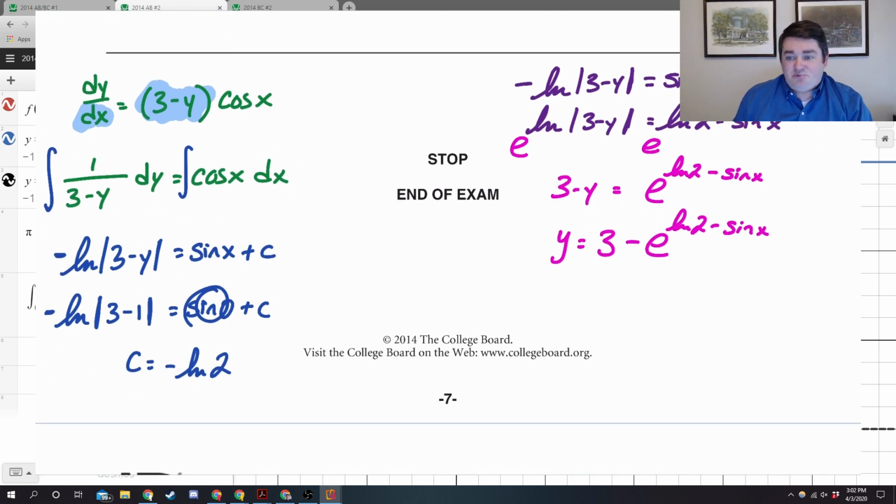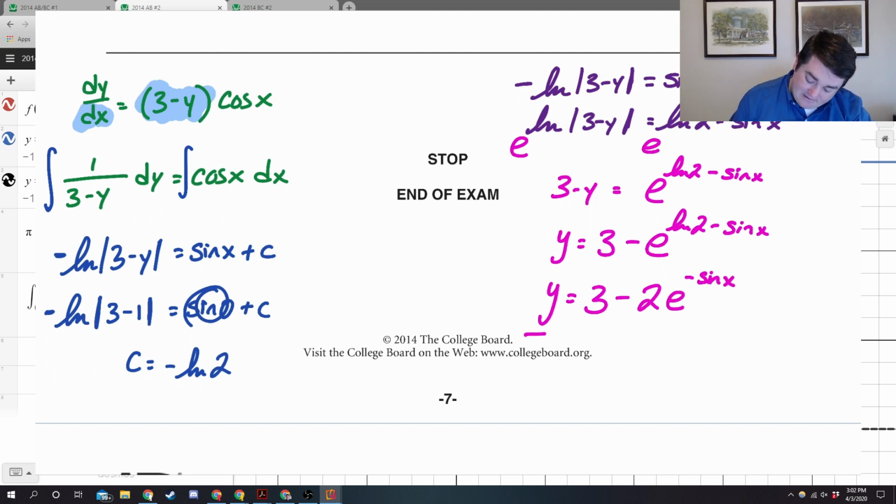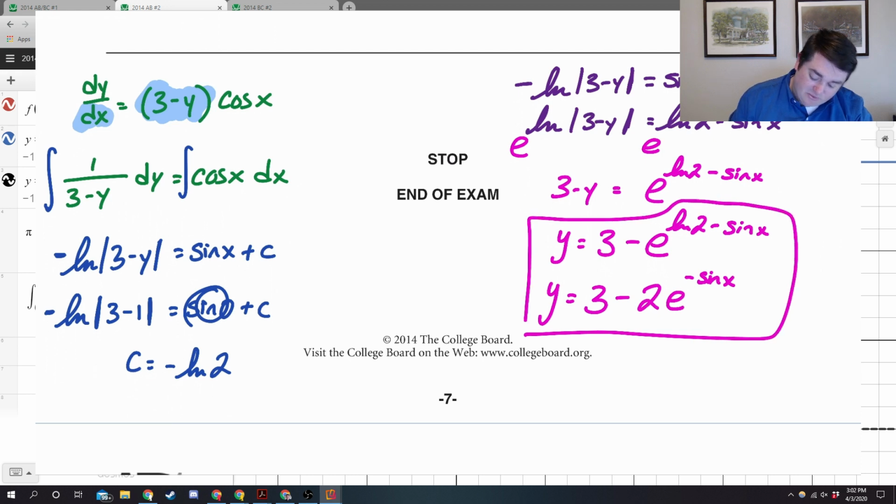But I do want to point out e to the natural log of 2 is just 2. So I would write it like this: 3 minus 2e to the negative sine x. Either one of those would be okay.